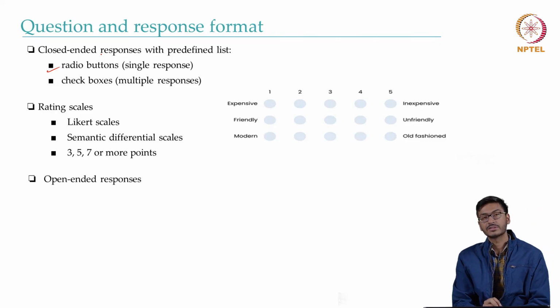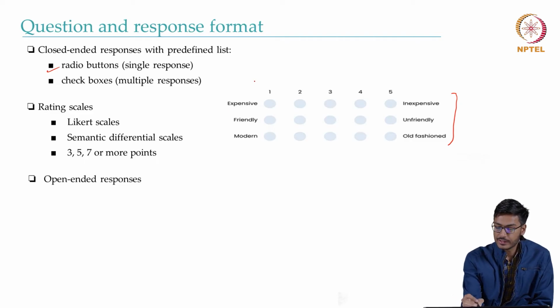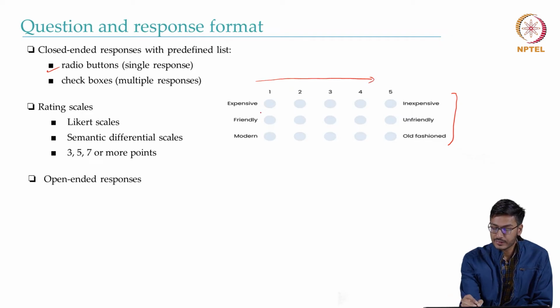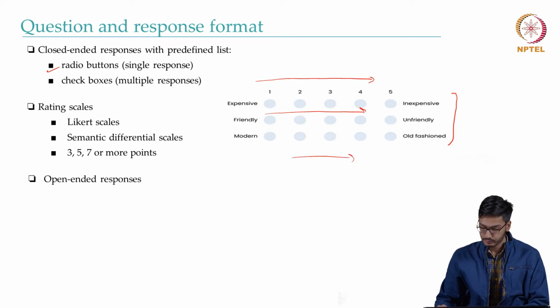For rating scales, we have many, which may include the Likert scale, semantic differential scales, or 3, 5, 7 or more point scales. As you can see right here, this is a 5-point scale which gives us a spectrum of expensive to inexpensive as we go from 1 to 5. Similarly, it gives us friendly to unfriendly and modern to old fashioned. Questionnaires may also include some open-ended responses.